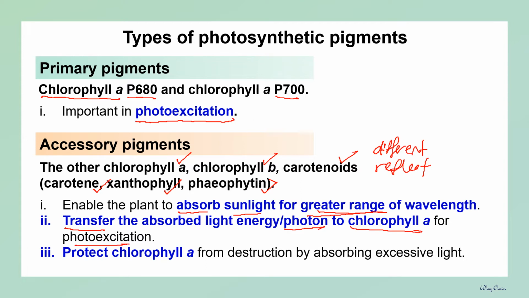During the absorption and transfer of the light energy to chlorophyll A, they are able to lower the light energy. So they protect chlorophyll A from destruction by excessive light energy.